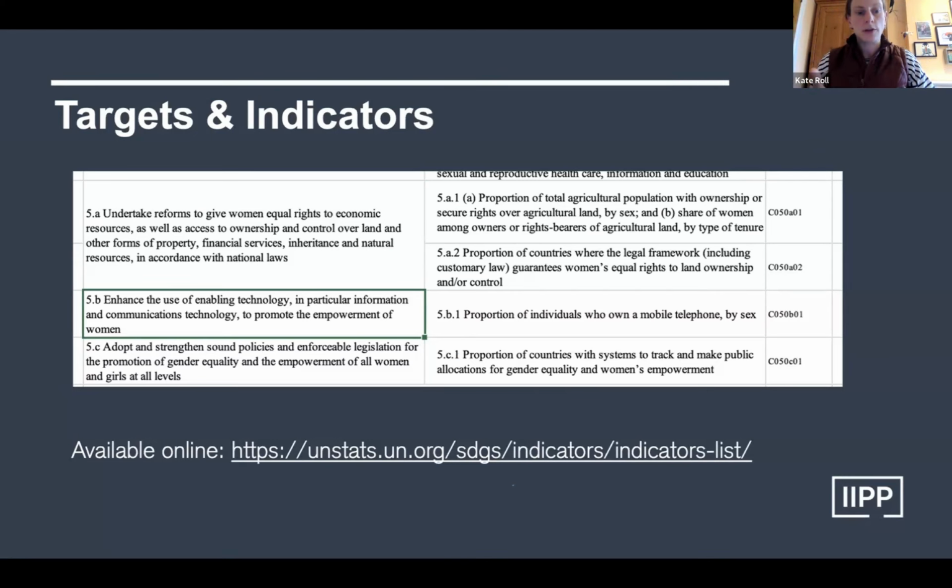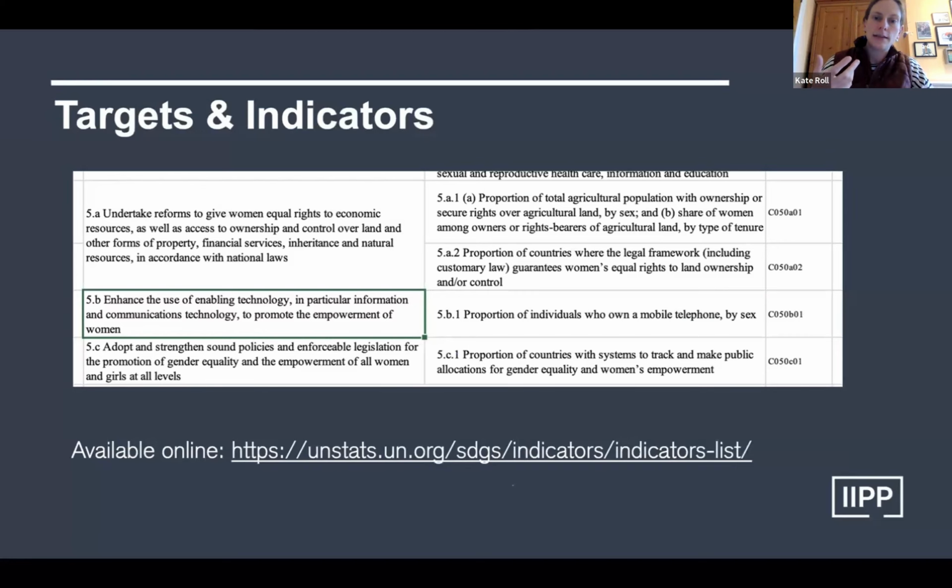And so here's an example of thinking about gender equity and the importance of enabling technology, including ICTs, information communications technology. And so that's the target. And then one of the indicators is the proportion of individuals who own a mobile phone by sex.